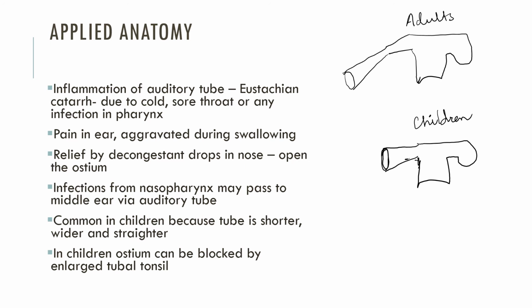And this is common in children, because the tube in children is shorter, as is shown in the lower diagram. It is wider and it is more straight. The angulation is not there as in adults. Hence, in children, the infections are common.